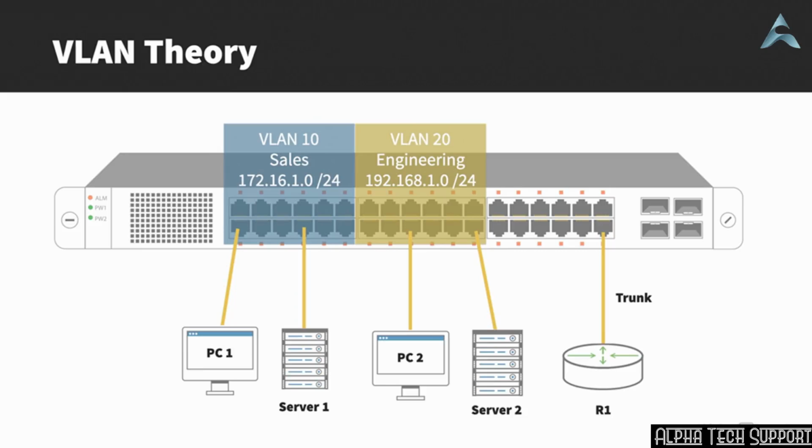So if PC1 wanted to communicate with server 2, and these devices are on different subnets, we're going to have to route between those subnets. PC1 is going to send traffic to router R1 over that trunk, and that trunk port on router R1 is going to be logically divided up into different sub-interfaces. One sub-interface is going to be in the sales VLAN, and one sub-interface is going to be in the engineering VLAN. That's going to allow PC1 to send traffic down to the router, and that router is going to route traffic back up over that same trunk link into the engineering VLAN of which server 2 is a member. And that's a look at how we can take the physical ports on a layer 2 Ethernet switch and logically divide them up into different subnets or different broadcast domains, which we called VLANs.